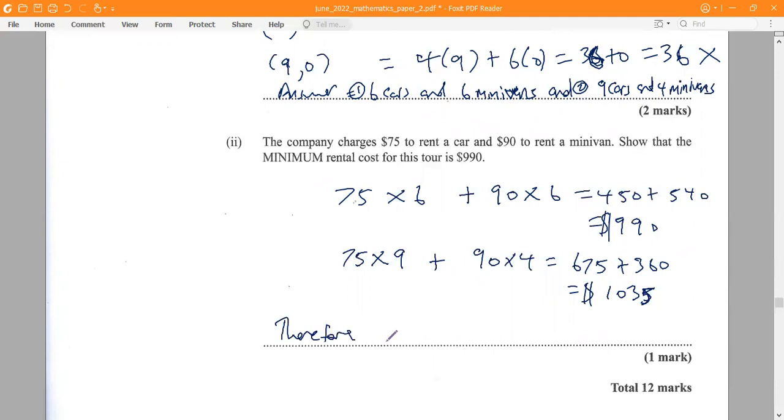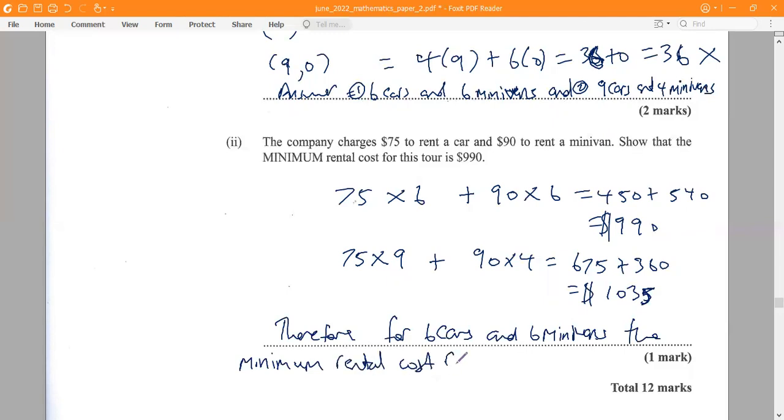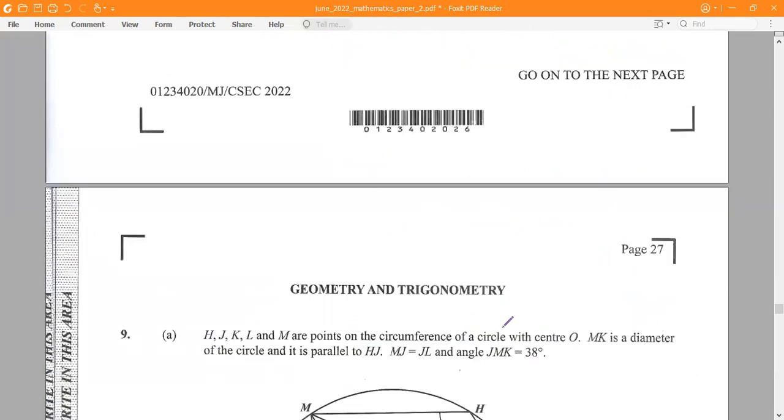Therefore, for 6 cars and 6 minivans, the minimum rental cost for the store is $990. All right, that's the answer for this question 8.